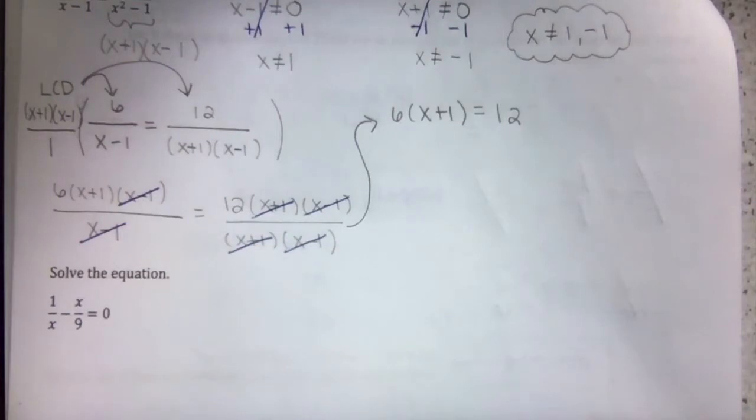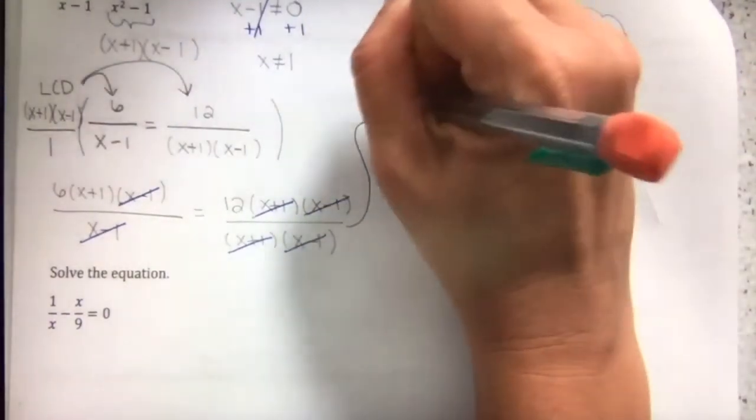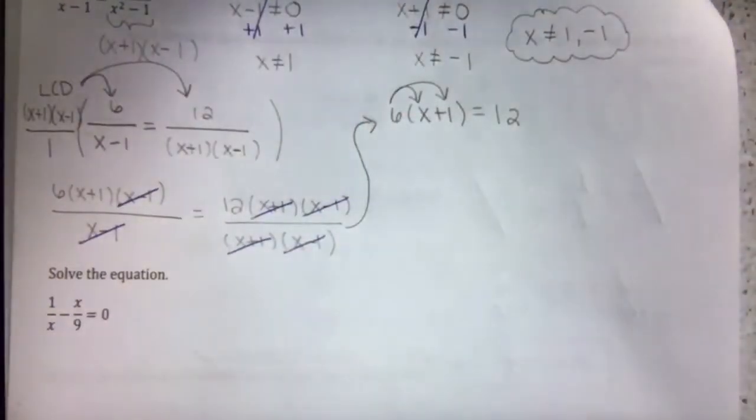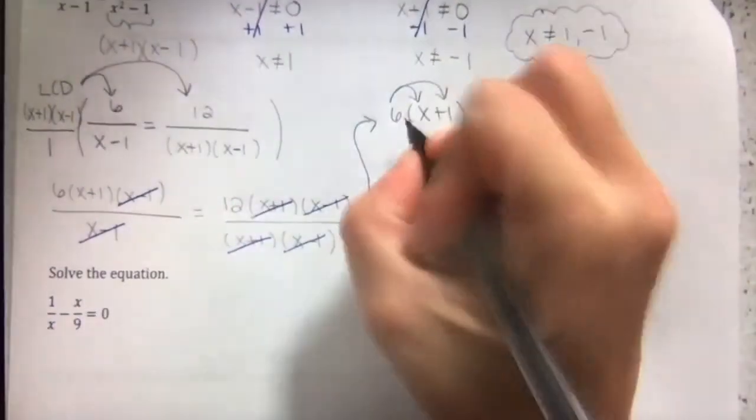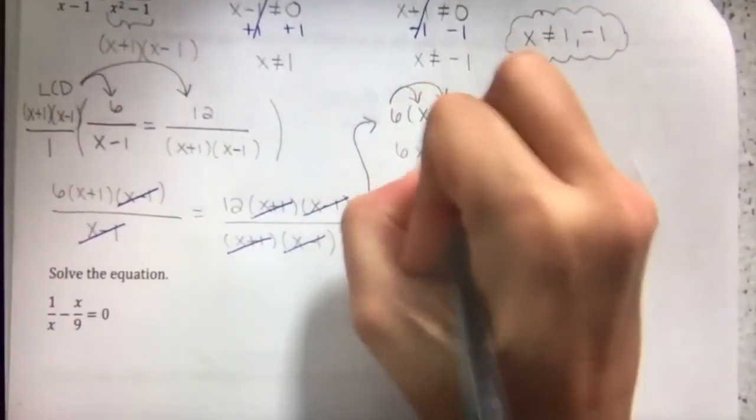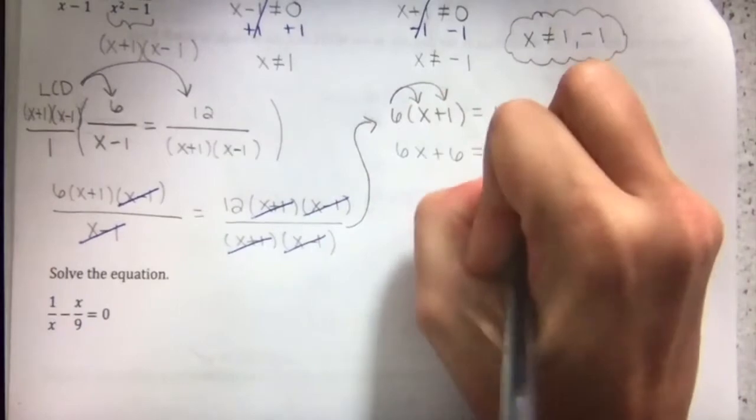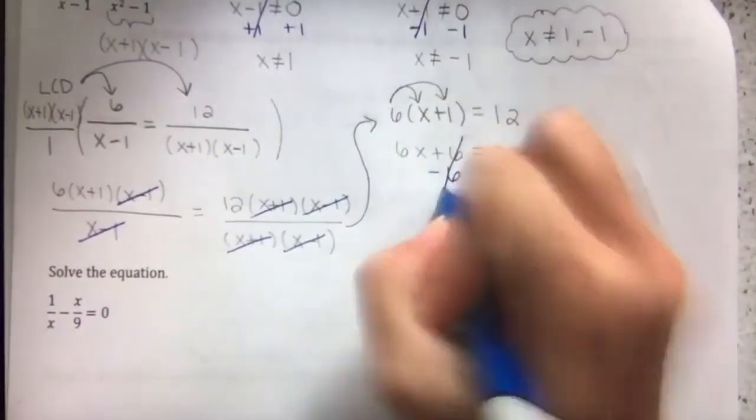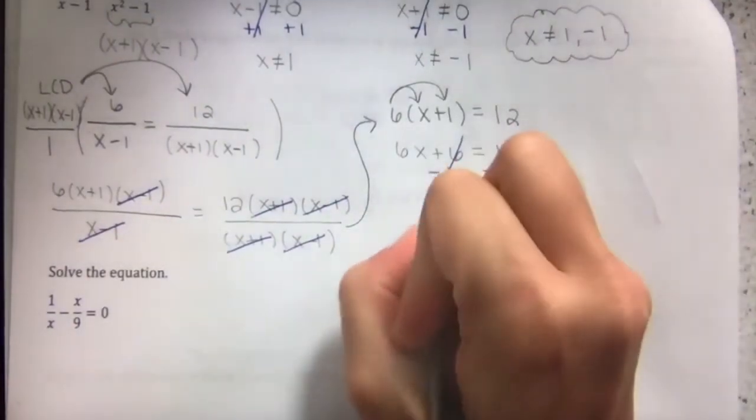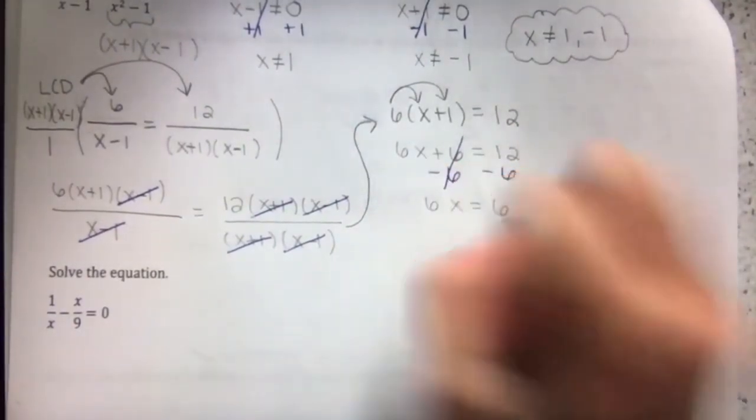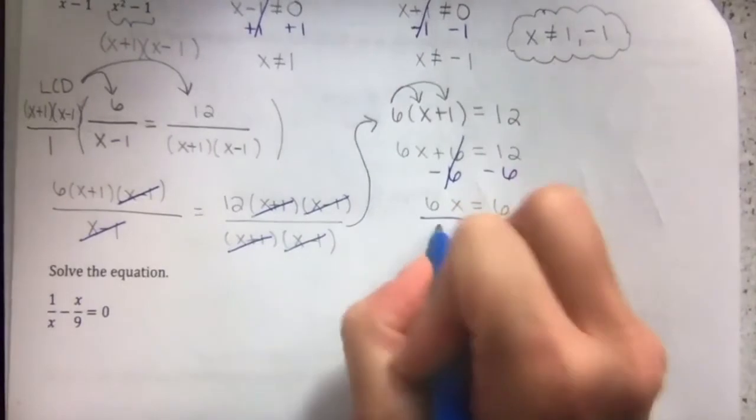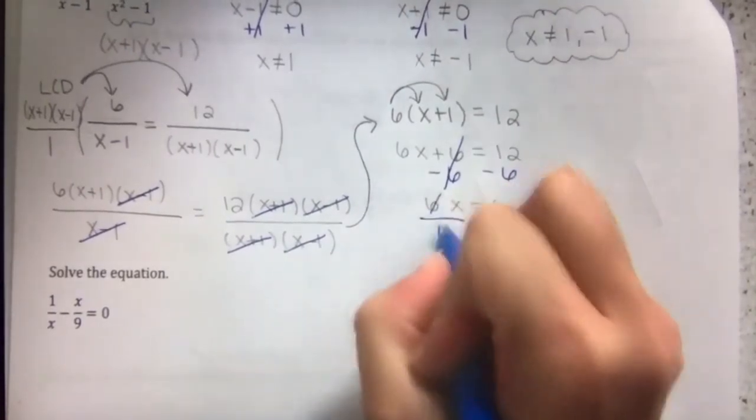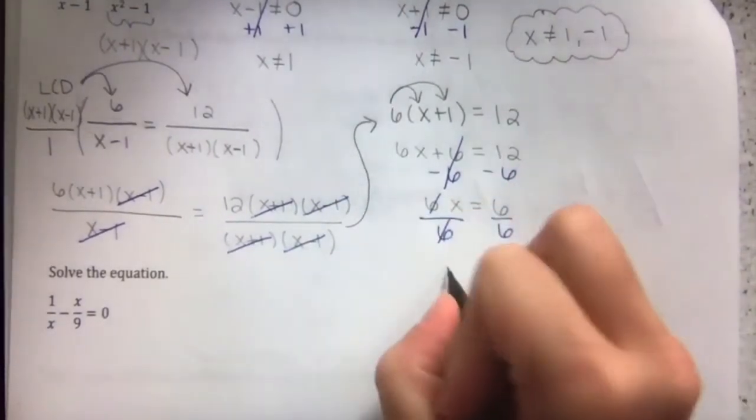So now we can just solve this like usual. How do you want to solve it? Distribute first. Okay, we can distribute first. So 6 times x plus 1 equals 12. So distributing that 6, we have 6x plus 6 equals 12. And then we are going to subtract 6 from both sides. Uh-oh. So 6x equals positive 6. And lastly, dividing both sides by positive 6, we are left with x equals 1.